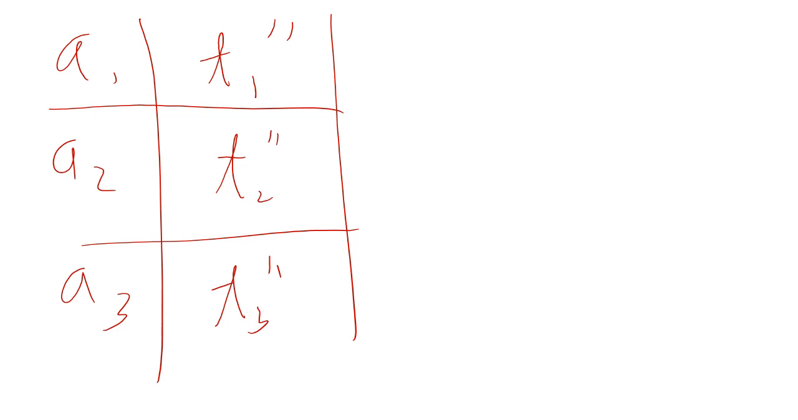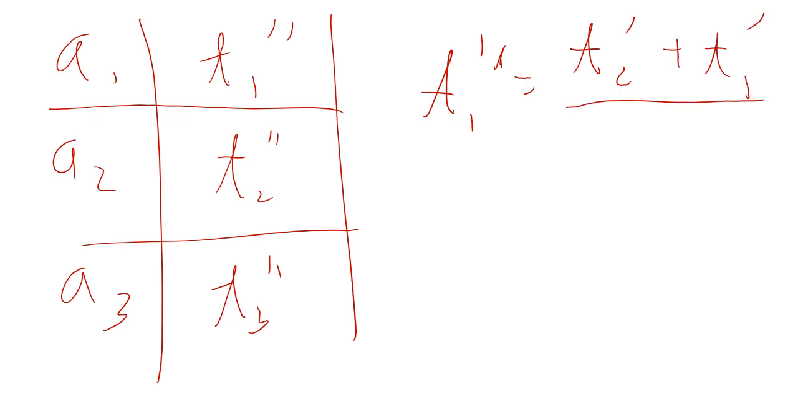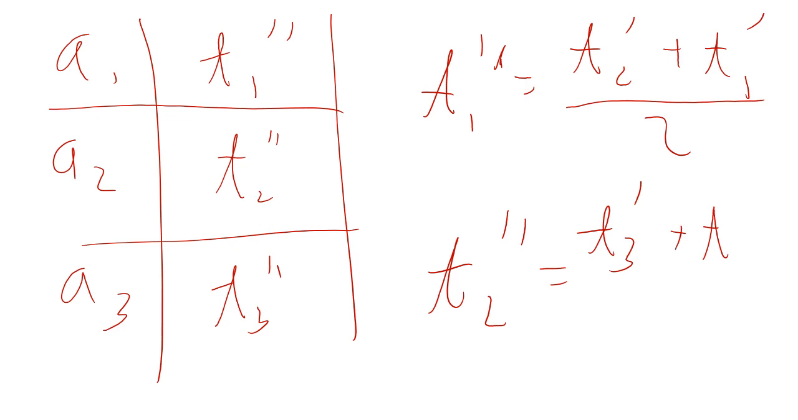So how do we get these time double primes? Well, T1 double prime is going to be midway between T2 prime and T1 prime. Likewise, T2 double prime is going to be midway between T3 prime and T2 prime. Because we've got constant acceleration, the midway time is going to be the average of those previous times.